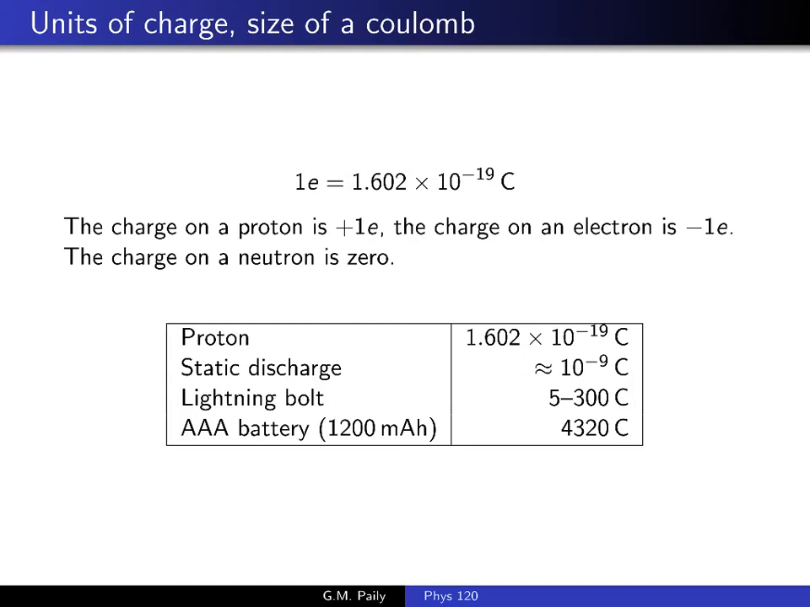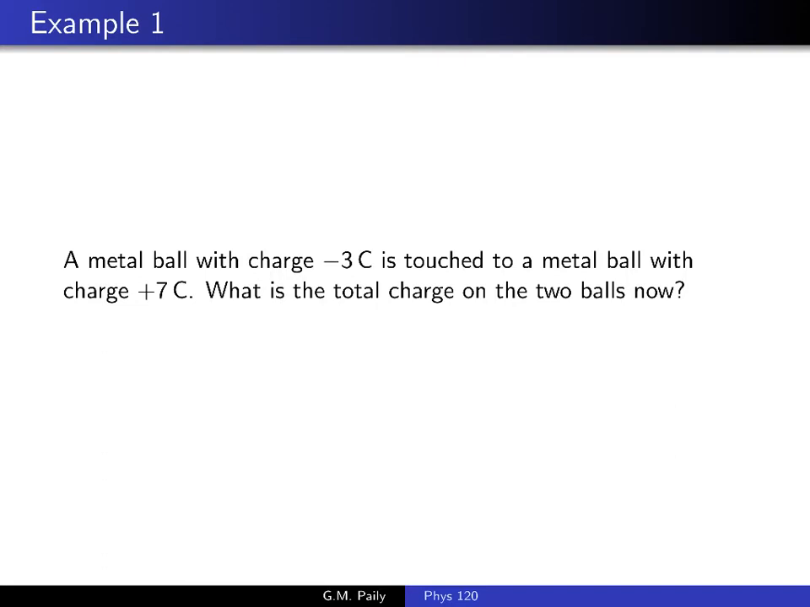Of course, coulomb being an SI unit, we can apply all the usual prefixes. So we can talk about millicoulombs, microcoulombs, megacoulombs, and so forth. Here's an example. A metal ball with charge negative 3 coulombs is touched to a metal ball with charge plus 7 coulombs. What is the total charge on the two balls now? Take a moment and try and figure this out by yourself. We will now discuss the answer.